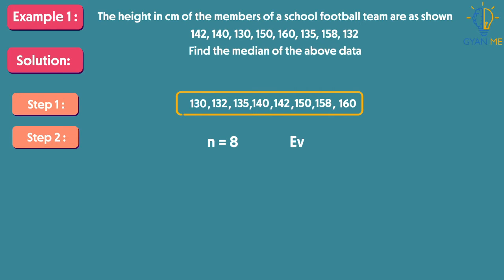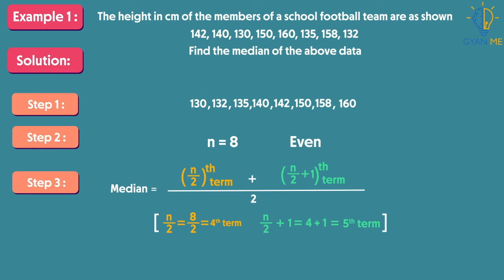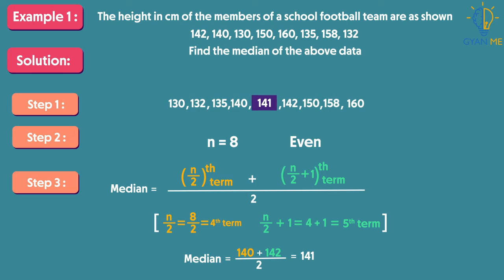So, we know that if number of observations is even, then we will use the formula median is equal to (n by 2)th term plus (n by 2 plus 1)th term upon 2. Here we know that (n by 2)th term is the 4th term, which is 140 from the starting, and (n by 2 plus 1)th term is the 5th term, which is 142. So put them in formula, 140 plus 142 upon 2, we get 141 as the answer. Thus we see that 141 is the median of this data.